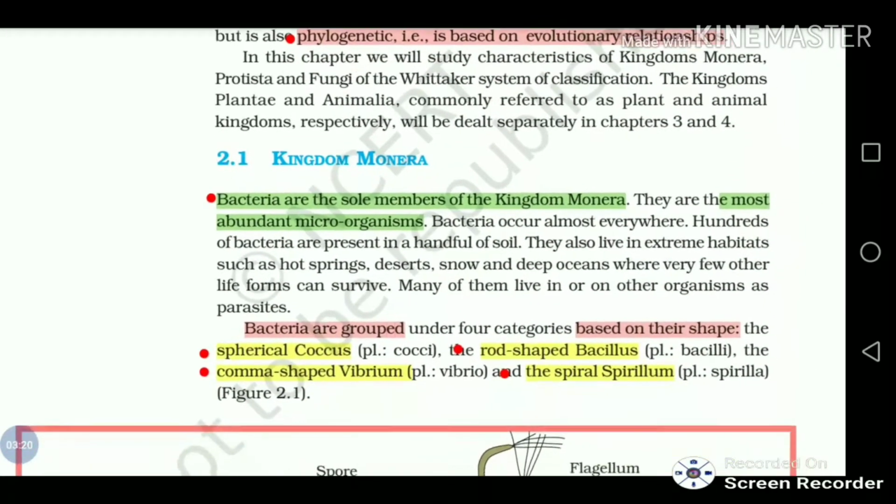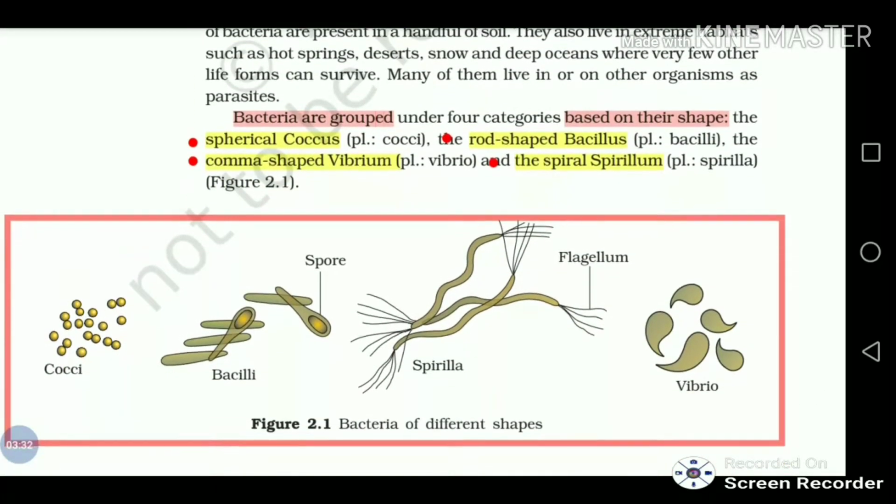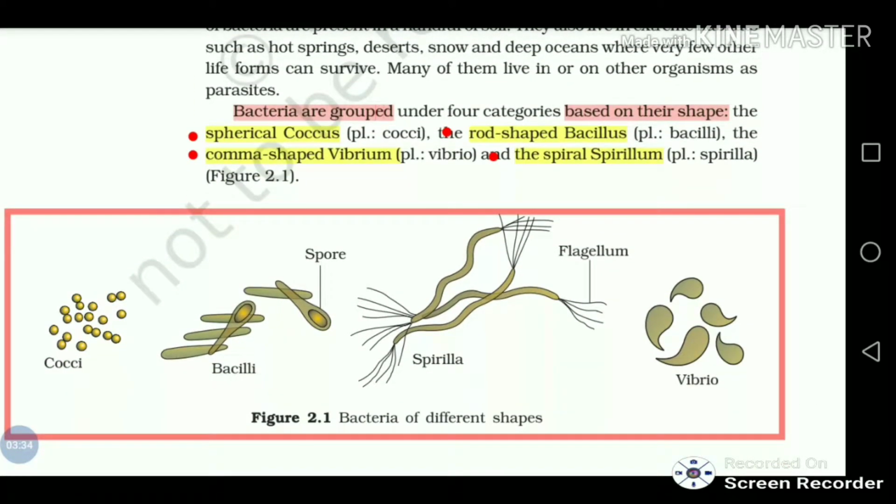Then the first kingdom, that is Monera, and bacteria are the sole members of this kingdom, and they are the most abundant microorganisms. Bacteria are grouped on the basis of their shape, that is the spherical coccus, the rod-shaped bacillus, the comma-shaped vibrio, and the spiral-shaped spirillum. This figure 2.1 is very important. Just have a look at it.